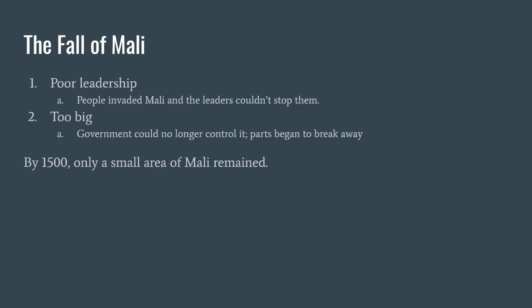So a couple of the reasons why Mali fell. One, it just got to be too big. A big empire is hard for one person to maintain and take over. But another problem is poor leadership. Like I said, Mansa Musa made some decisions that weren't always the brightest in terms of what's best for his people.